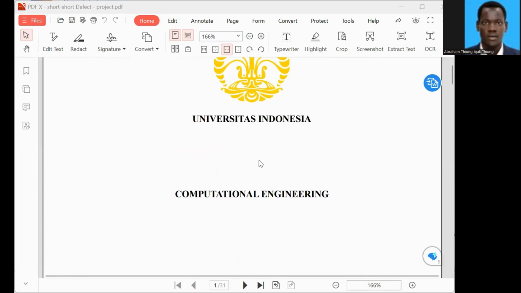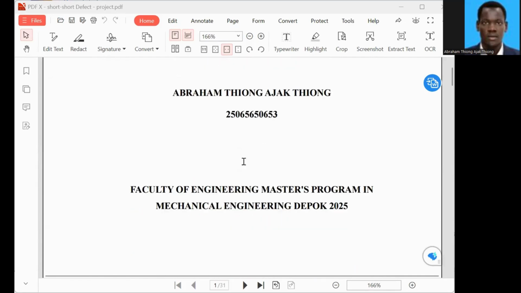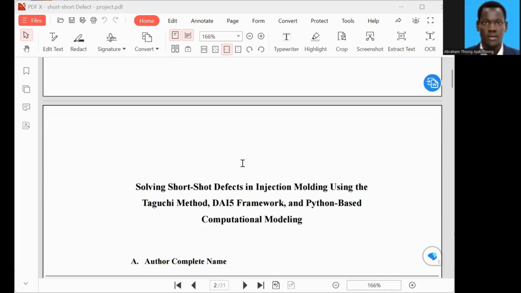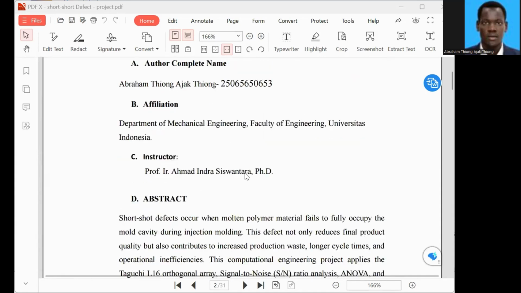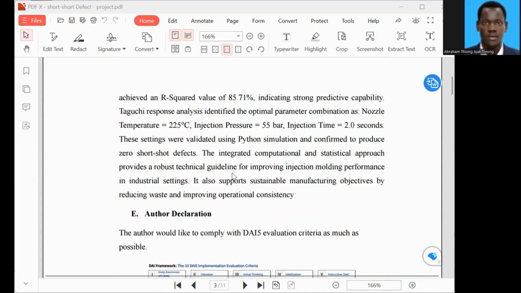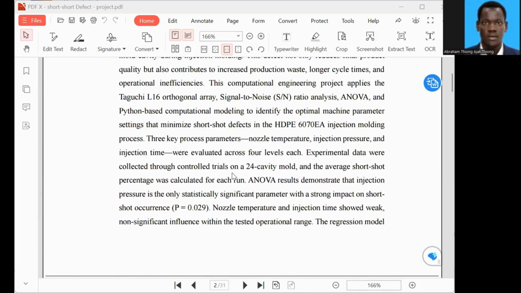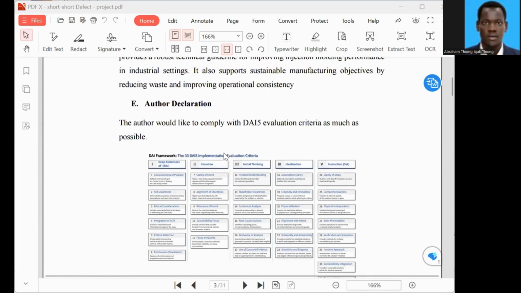My name is Abraham Thiong Ajak Thiong, and I'm going to make a short presentation about my topic. I'm solving short shot defects in injection molding using the Taguchi method and the I5 framework combined with Python-based computational modeling. So I'm just going straight to the point. I'm not going to read the abstract because the PDF will be uploaded later, and if anyone wants to read it, you'll find it there.